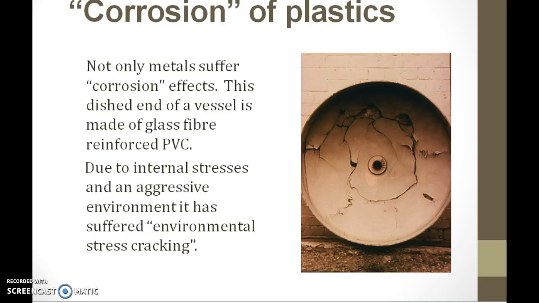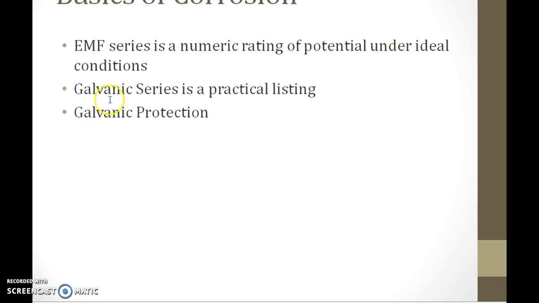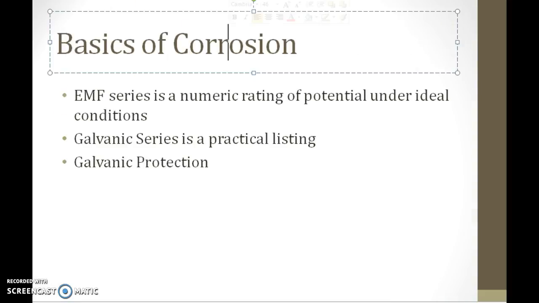Now, corrosion of plastics. Not only metals, but plastics also undergo corrosion. In this example, due to internal stress and an aggressive environment, it has suffered environmental stress cracking. When you see this picture, you will be able to understand the plastic material which undergoes corrosion at a higher level. Now, what are the basic points to be covered in the corrosion part?